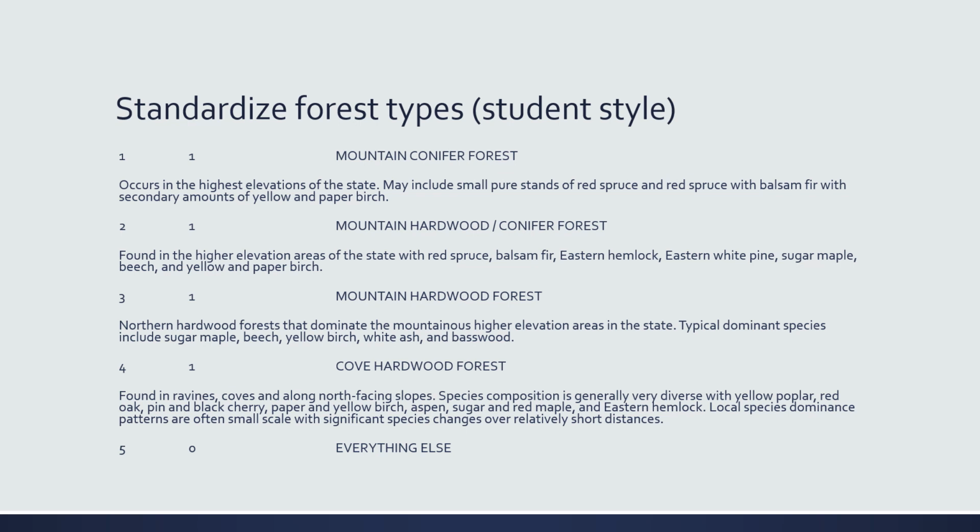If I was doing the student style, this would be a lot easier. If these are the ones that I selected, mountain conifer, mountain hardwood, cove, those would all get values of 1s. So the rank is more or less irrelevant. And everything else would end up as a 0 kind of a value.